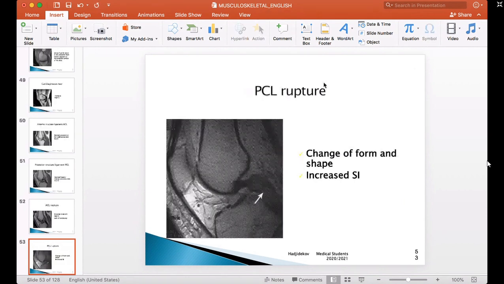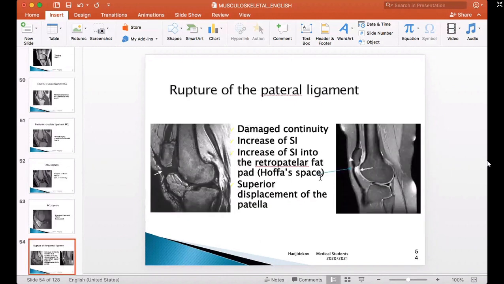The posterior ligament ruptures very rarely. In severe trauma it will appear as a change in the form and shape of the ligament with increased signal intensity.